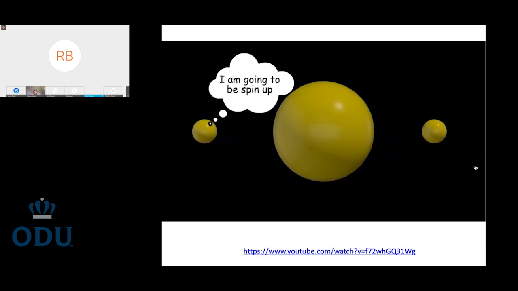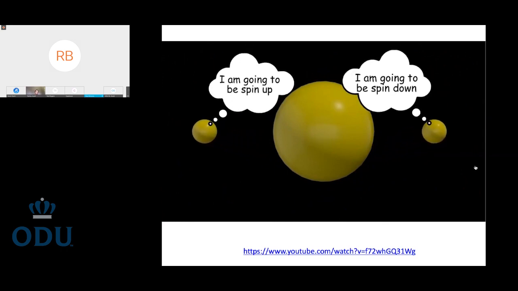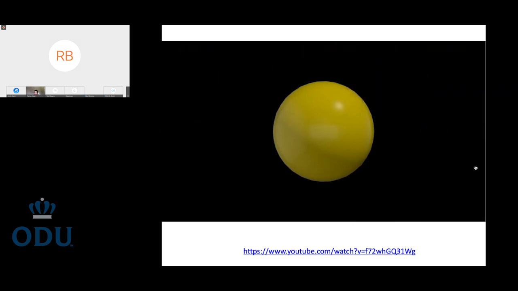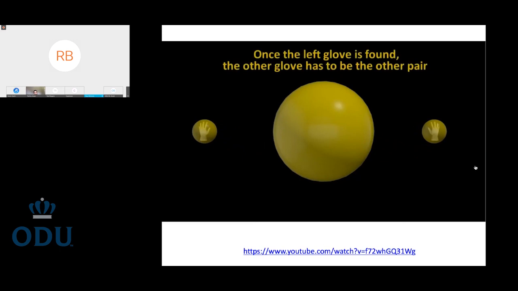In other words, their states contained the information locally so that when they were moved apart, no communication had to take place. The information that we were measuring was hidden inside the two particles. This is called local hidden variables. So for example, it's as if the two particles were a pair of gloves. One was a left-handed glove and the other was a right-handed glove. Once we found the left-handed glove, we knew immediately that the other, no matter where it was in the universe, must be a right-handed glove.